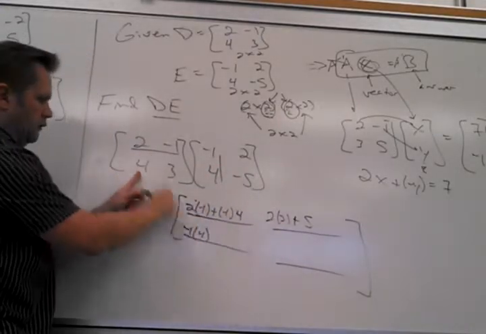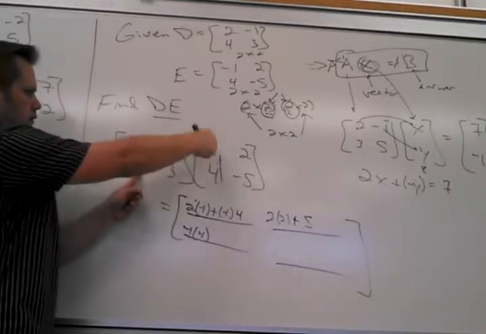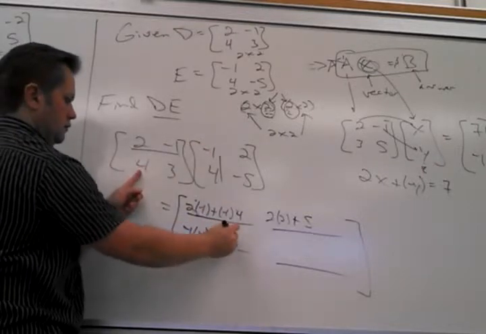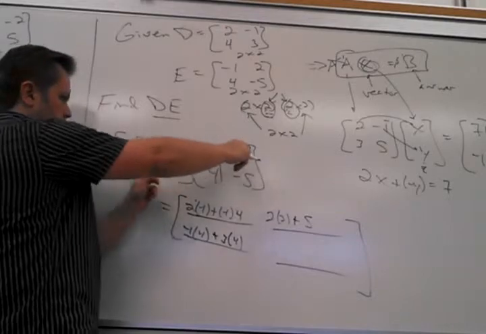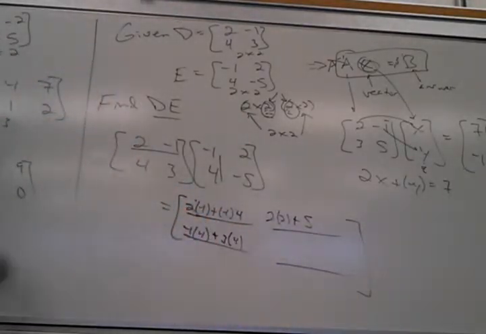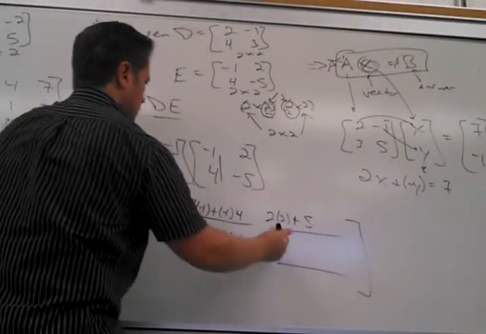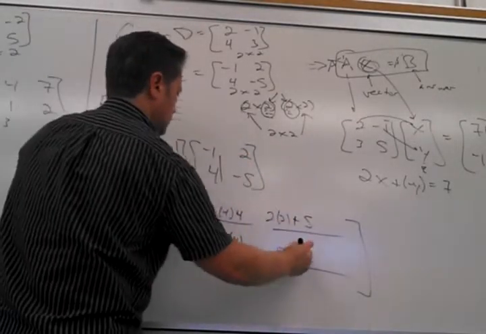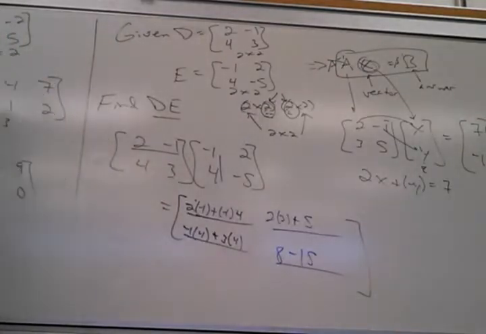Now I move to the second row. So I'm going to use the second row. This times this. And then this second row times second column gives me that element there. So I get 4 times 2 is 8. Plus 3 times -5, -15.